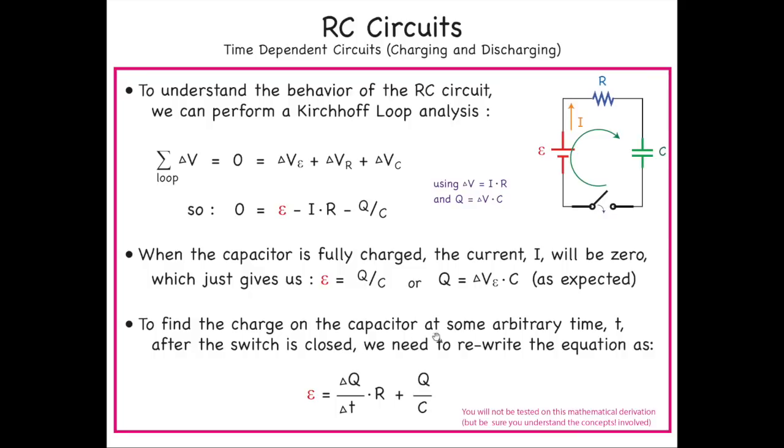Now, to find the charge on the capacitor at some arbitrary time, not waiting for an infinite amount of time so that we're sure the capacitor is fully charged, if we want to look at some arbitrary time t after the switch is closed, then we can rewrite the equation above as EMF is equal to, bringing all this stuff over to the other side, delta Q over delta t, which is the definition of I. Remember that I is just the change in charge over the change in time. So we'll rewrite that I as delta Q over delta t times R plus Q over C.